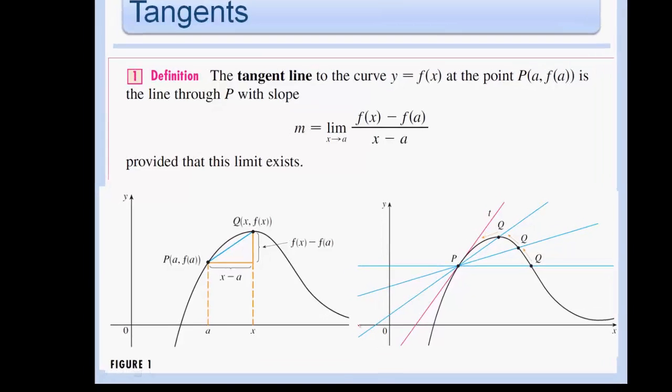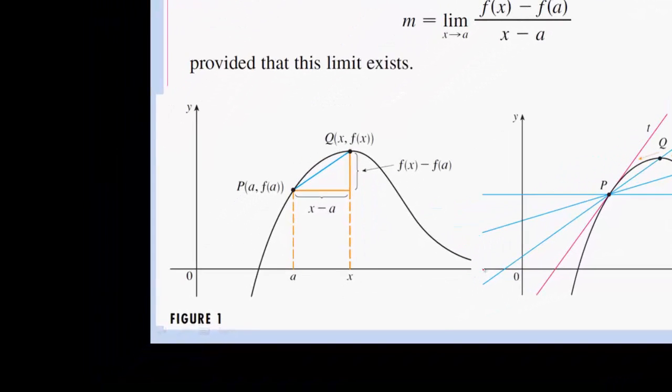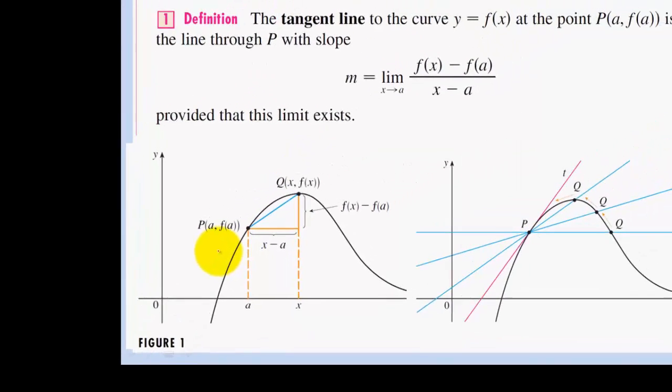In Figure 1, the blue line represents our slope between point P and point Q, which is our secant line. Our goal here is to find the slope of the tangent line at point P. In order to do this, we move point Q closer and closer to point P until it's so close that the 2 points are practically on top of one another.